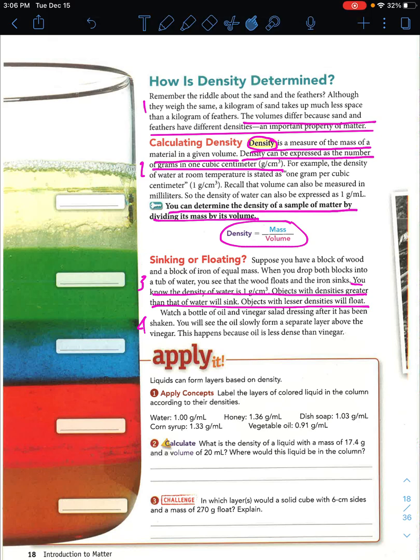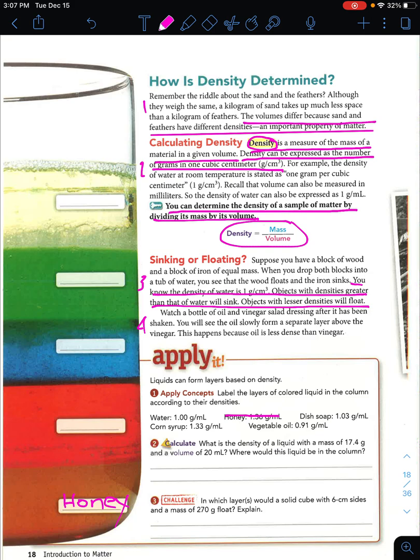Apply concepts. Label the layers of colored liquid in the column according to their densities. So remember, the more dense an object is, the more it'll sink. So we're going to look for the heaviest thing, the one that has the most grams per milliliter. And that looks like honey. So that one's going to be the heaviest. And I'm going to cross that off my list for now.